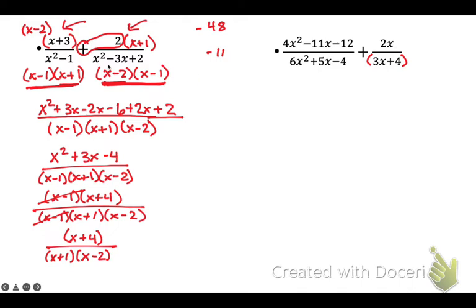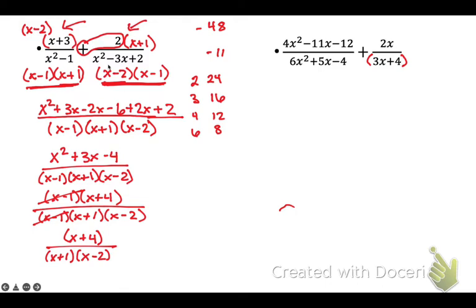So we got 2 and... There's 8 and 6. So 2 and 24, 3 and 16, 4 and 12, 6 and 8.